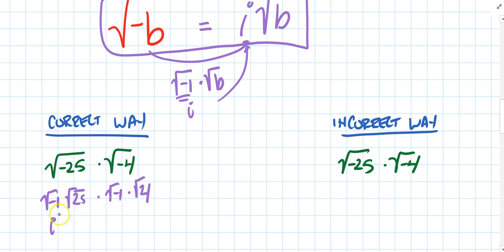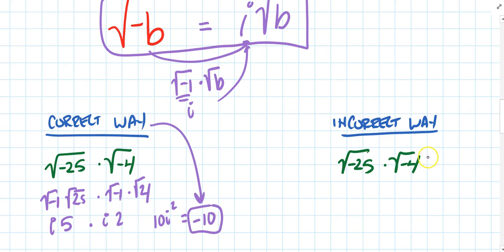The square root of negative 1 is i, the square root of 25 is 5, the principal square root. The square root of negative 1 is i, and the principal square root of 4 is 2. Multiplying these together, you get 10i squared, which of course gives you the number negative 10, because i squared is worth negative 1. This is the correct way to do it. A lot of people do this instead. A lot of people say, oh, well, this is the square root of negative 25 times negative 4, which is the square root of positive 100, which is a positive 10.